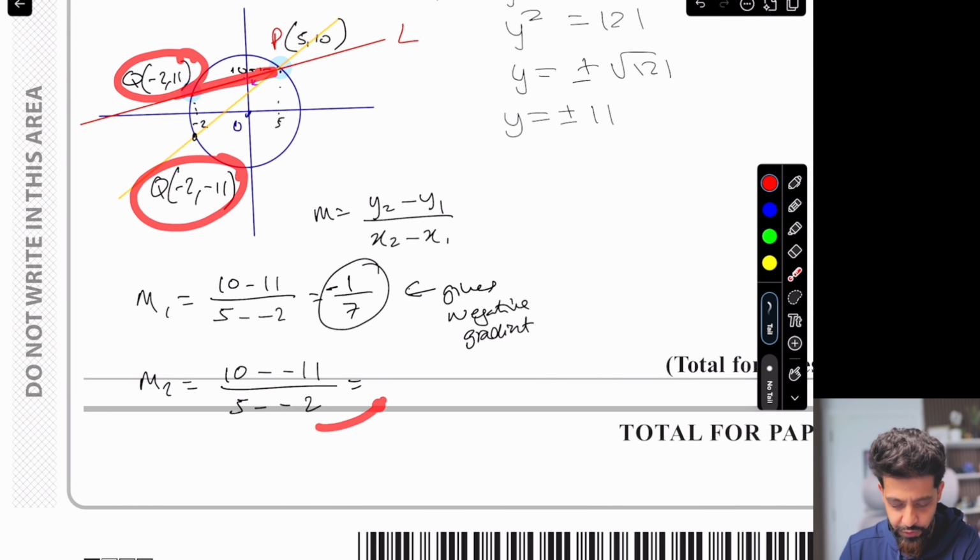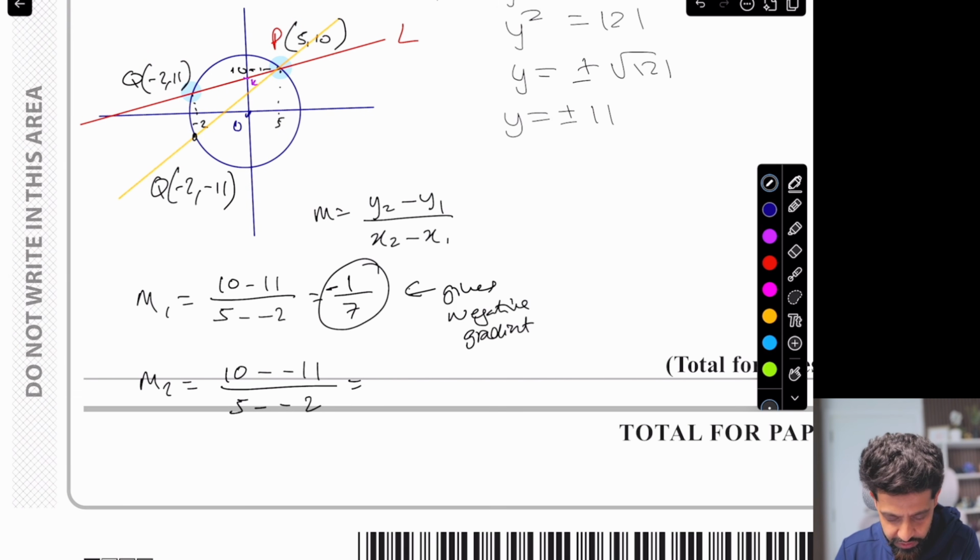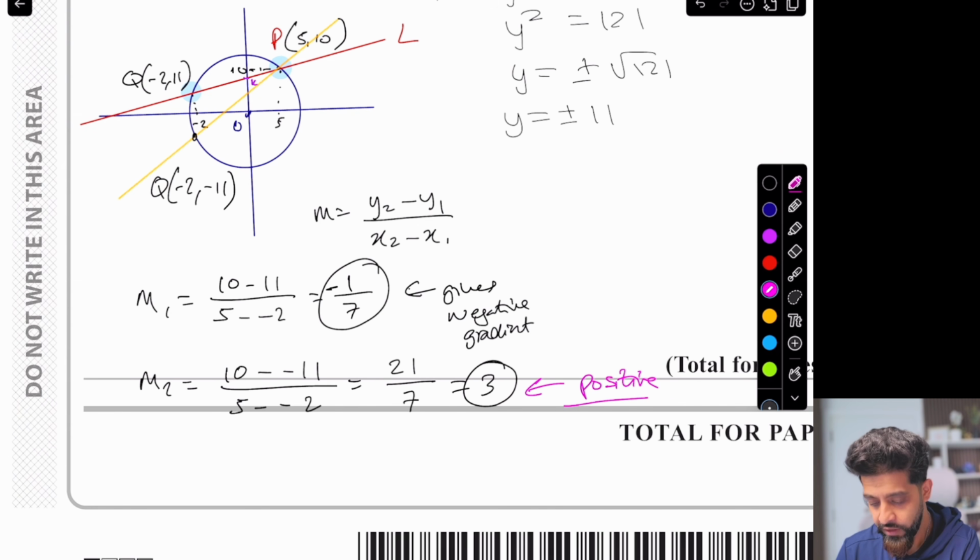Q has to be positive. Hopefully we're going to verify this here. So 10 minus 11 is positive. Therefore 10 plus 11, which is 21, over 5 plus 2, which is 7. And that gives a gradient which is 3. And that's the one we want because that is a positive gradient.